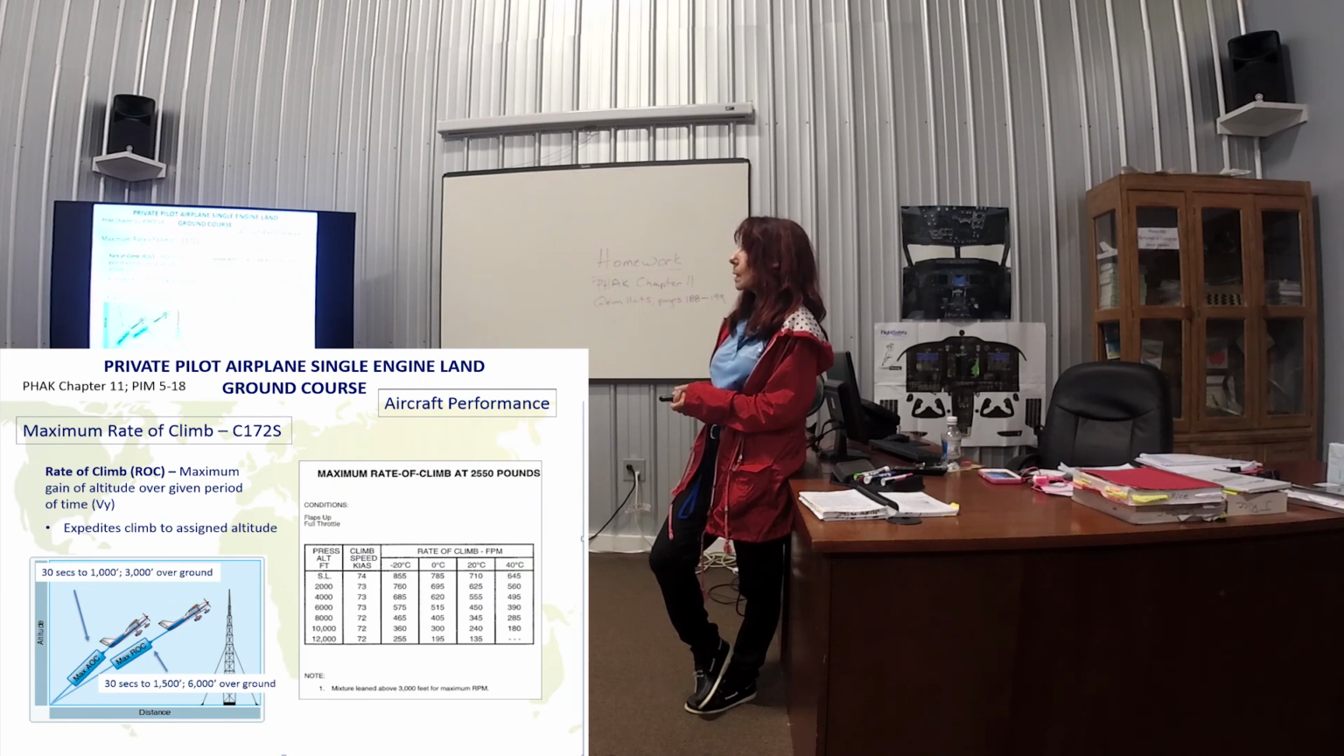How many have used this, maximum rate of climb? It's kind of like that other weight and balance, not accurate. Just be aware of it. So it's VY, pressure altitude, estimated climb speed, and temperature. I've not had one student say they've used this one.